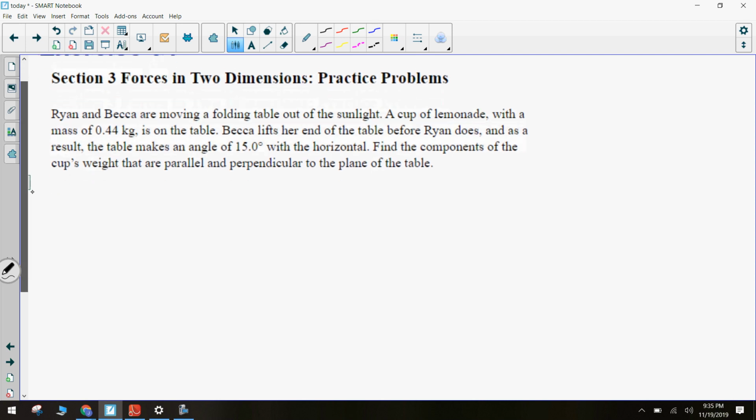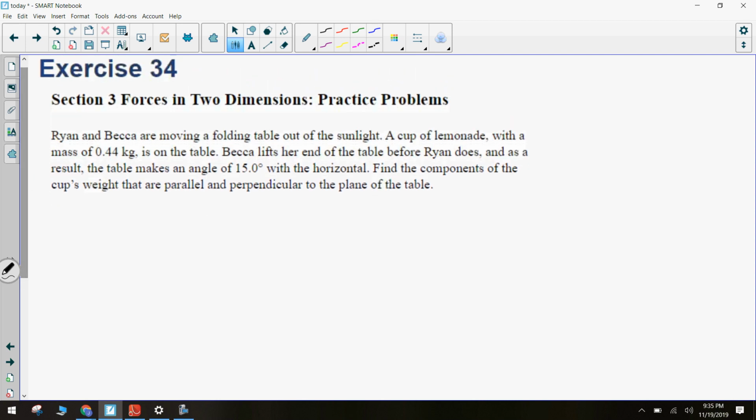Alright, Ryan and Becca are moving a folding table out of the sunlight. A cup of lemonade with a mass of 0.44 kilograms is on the table. Becca lifts her end of the table before Ryan does, and as a result, the table makes an angle of 15 degrees with the horizontal. Find the components of the cup's weight that are parallel and perpendicular to the plane of the table.